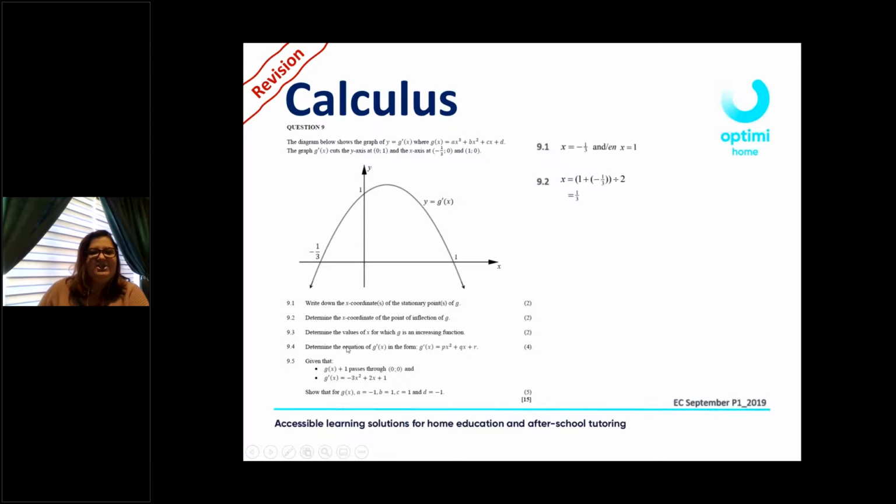Right, so 9.3 says, determine the value of x for which g is an increasing function. So let's just think about this again. Now they talk about my original function. So when it is increasing, I know that all my tangents will have a positive gradient. Now, this is a graph of all the gradients of the tangents at the different points to this original function. So I want to know where the gradients are positive. It means, where is this graph positive? So above the x-axis, right? And it is from negative a third up until 1.